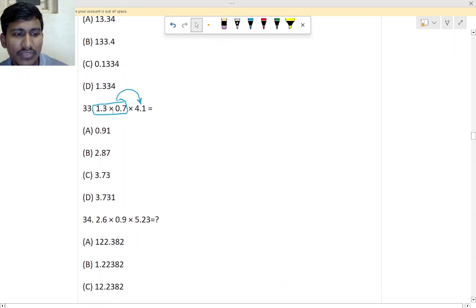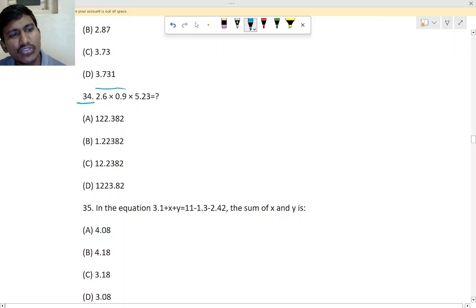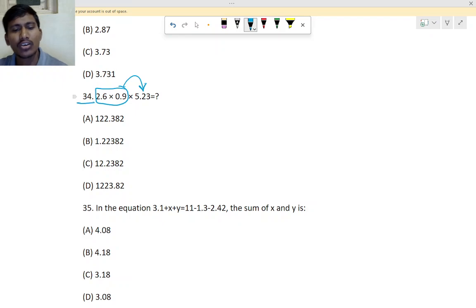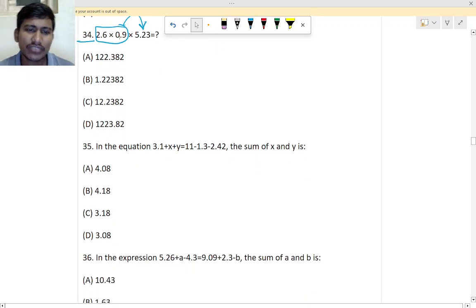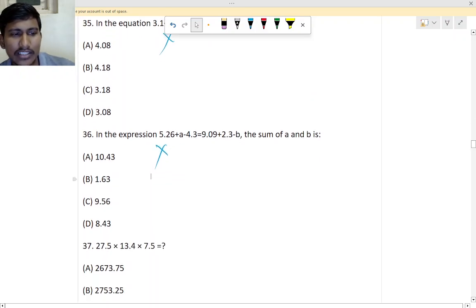Here 34 is also same. First you have to multiply these two and then the answer you have to multiply with this. Will you multiply? Okay, good. So now 35 is not there for you. Leave it. 36 is not there. 34 is there. 35 and 36 is not there.